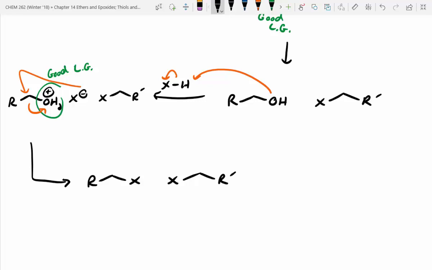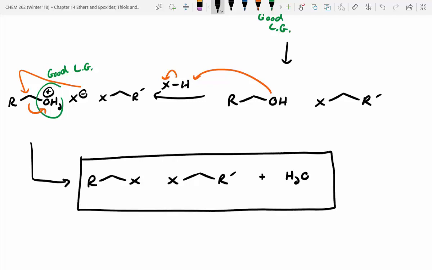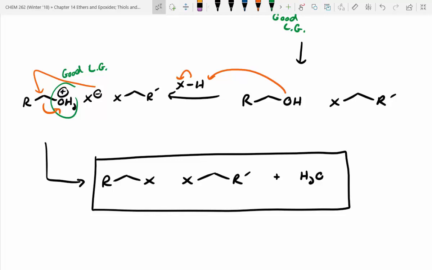And you must also have water as your byproduct. So this is a way of splitting ethers. One thing I will say is it's not super common. It's not synthetically useful because acids that strong tend to do a lot of other chemistry besides just splitting ethers. So it's not super common, but it is one reaction you could theoretically do with ethers. Make sense?